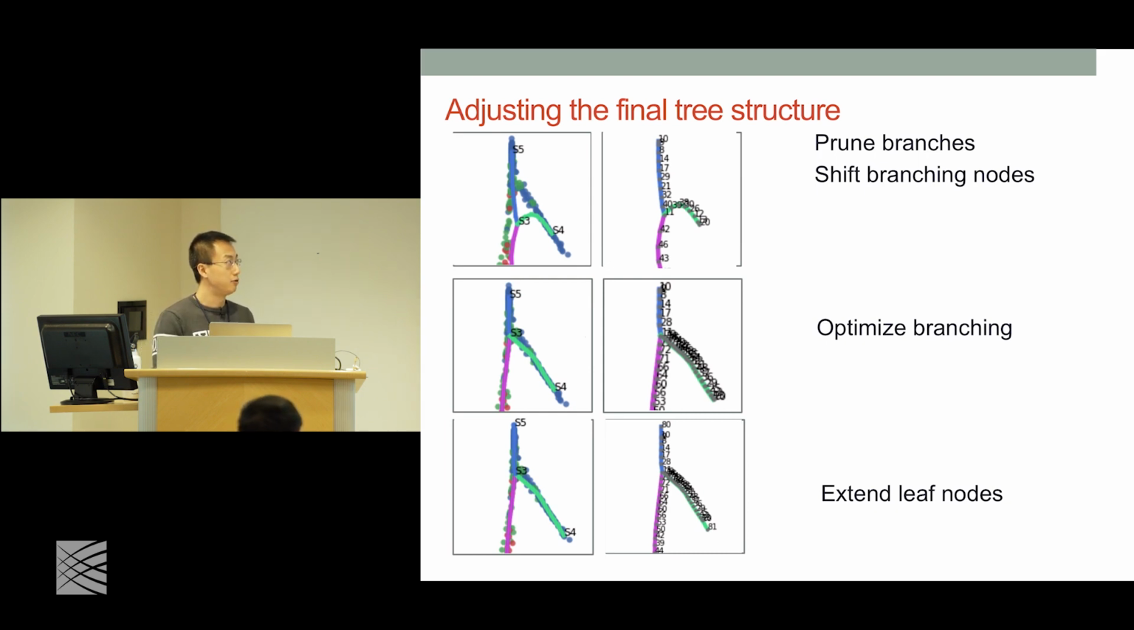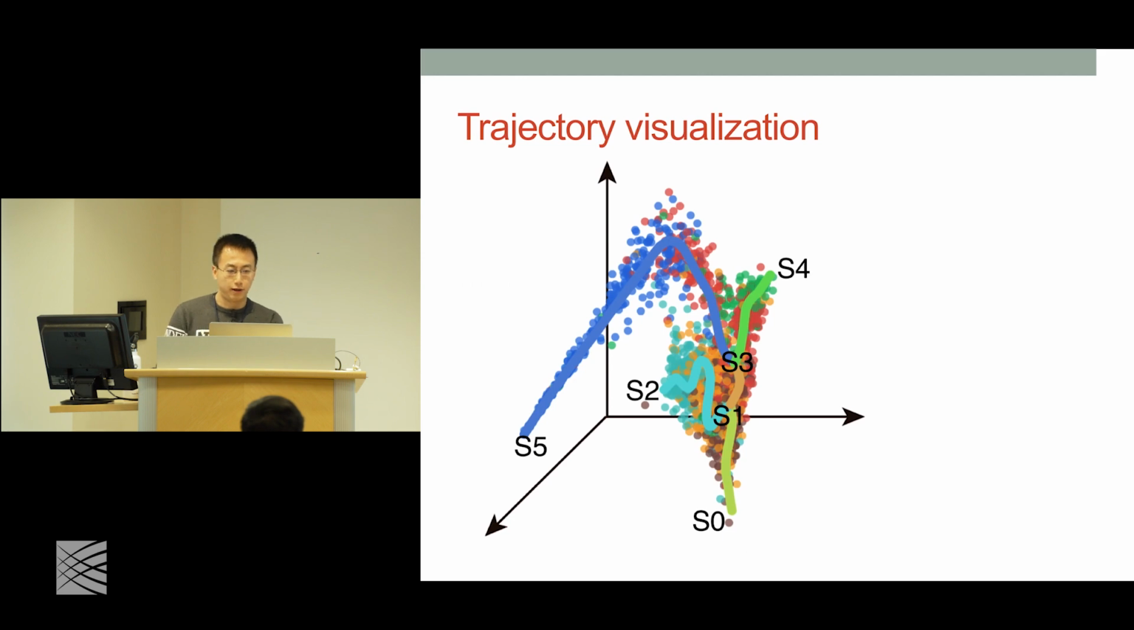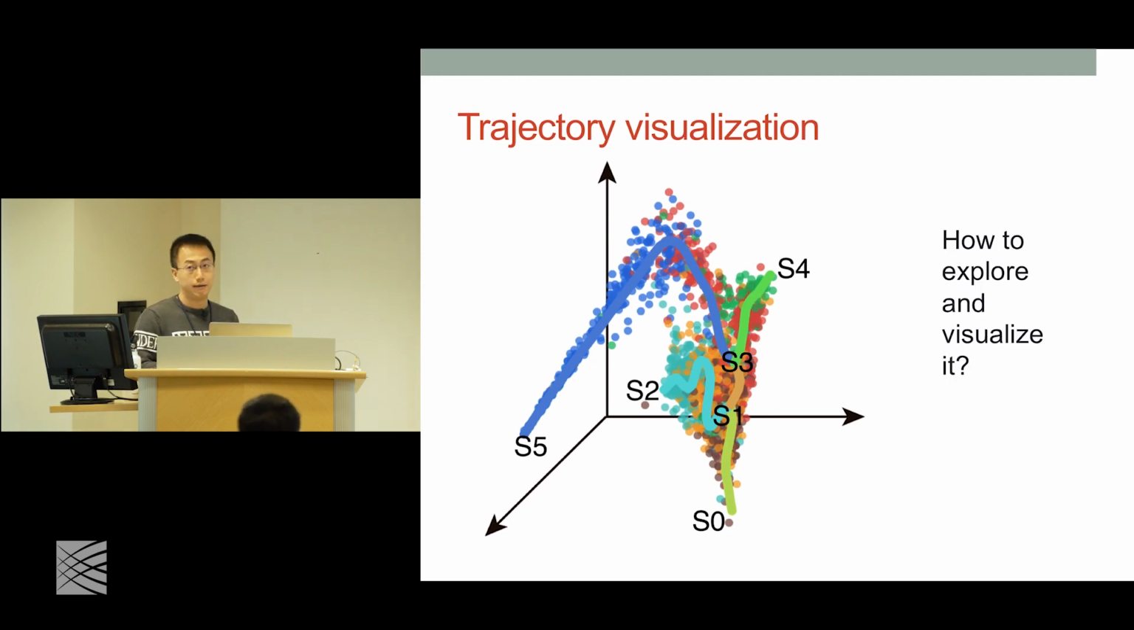So in that case, it would make more sense in terms of biology. And after the structured learning part, we can already get a set of curves. But this is still in a high dimensional space, like 3, 4, or even 5 dimensions. How should we explore and visualize it? Because this is not the easiest way to see the structure.